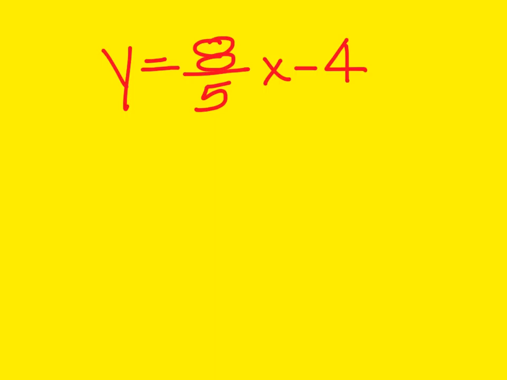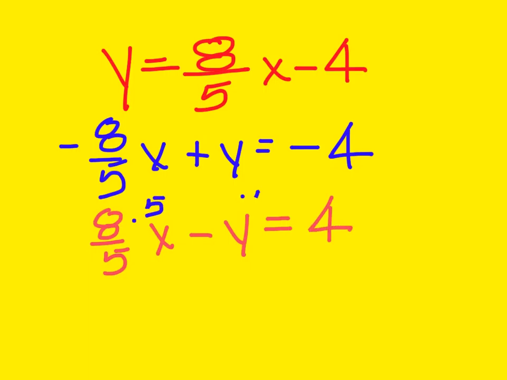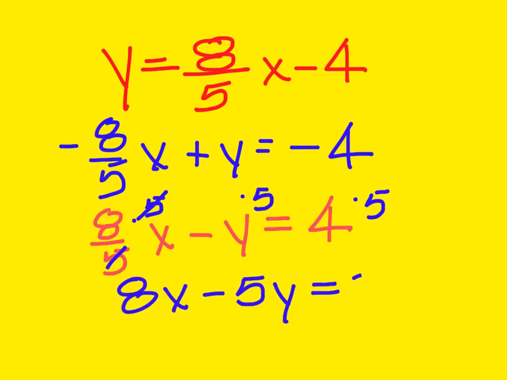On the practice problem, you should have a negative 8 over 5 x plus y equals a negative 4. Change the sign of everything to get 8 over 5 x minus y equals 4, and then multiply everything by 5 to come up with 8x minus 5y equals 20.